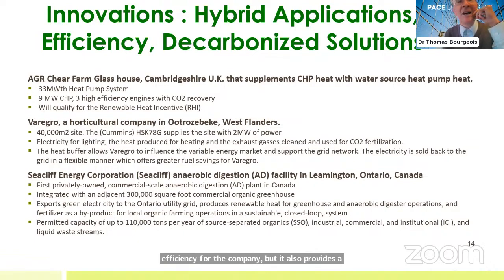And then finally, a decarbonization example here, an anaerobic digester in Leamington, Ontario. This is the first privately owned commercial scale anaerobic digester. It's adjacent to a very large commercial organic greenhouse. It exports electricity into the grid. Again, this is my theme, joining together on-site power with growing local food, local energy. That's what we're trying to accomplish here. This also serves as a permitted capacity. It takes 110,000 tons per year of source separated organics. So this is waste management, this is food management, this is power management, and all in one package.